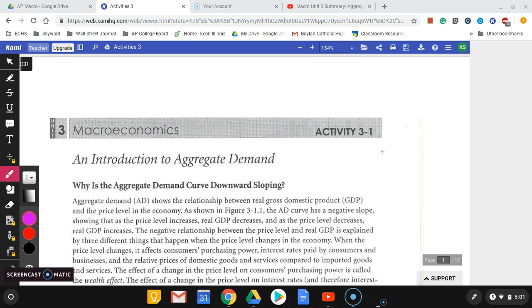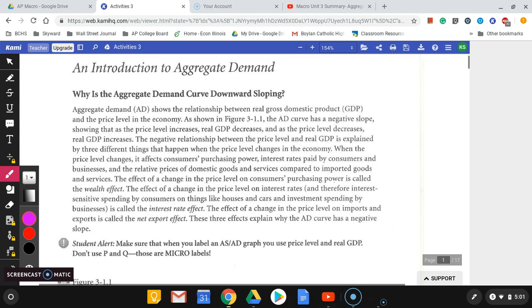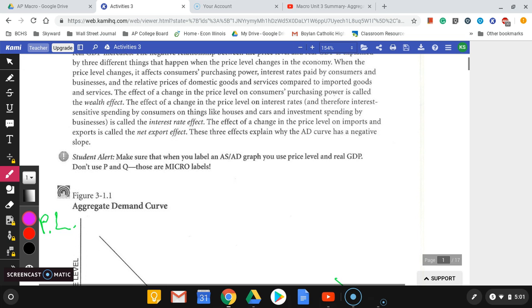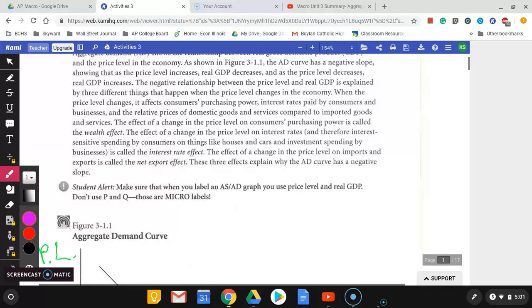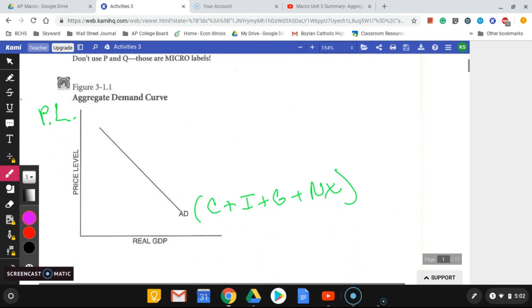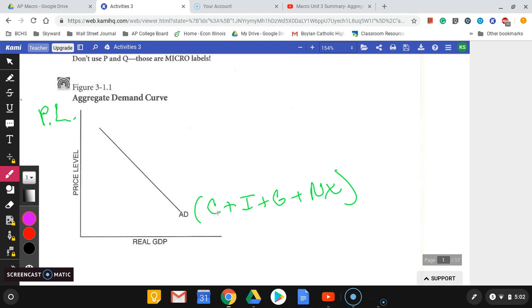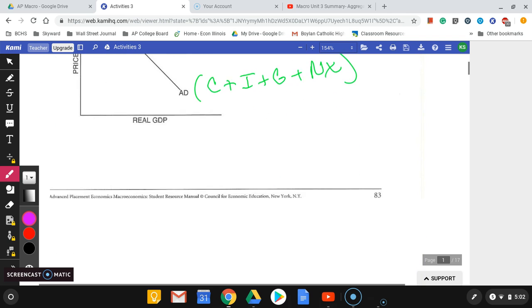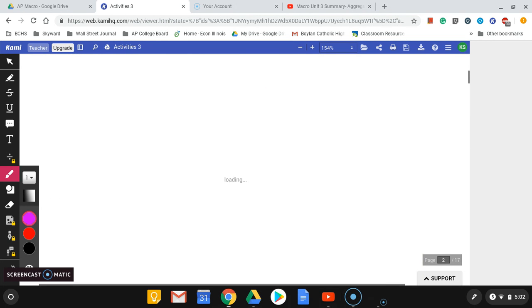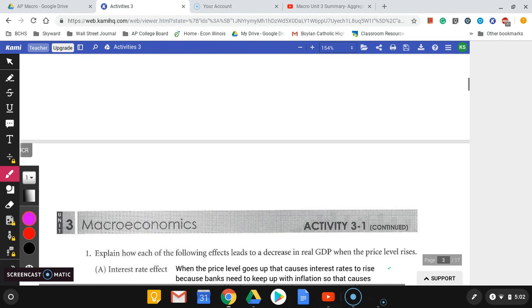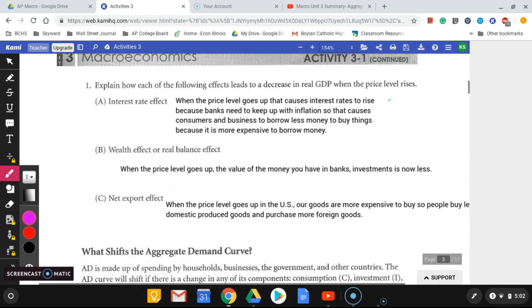Activity 3-1 in your workbook, and we're going to go through this introduction to aggregate demand. Aggregate demand shows the relationship between price level or inflation and real GDP. And you know that real GDP is consumption plus investment plus government spending plus net exports. There are three reasons why aggregate demand is downward sloping.